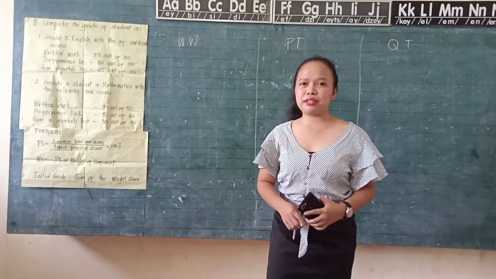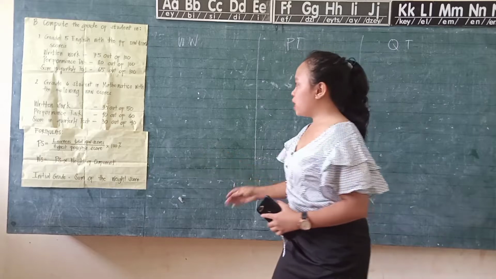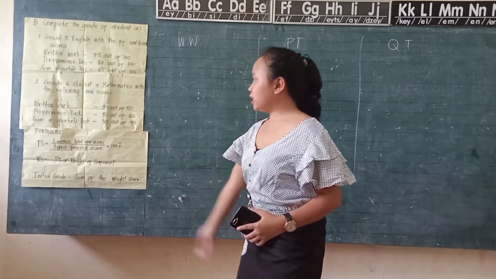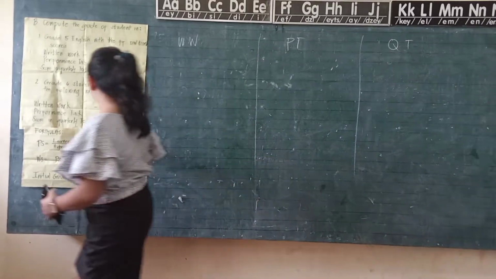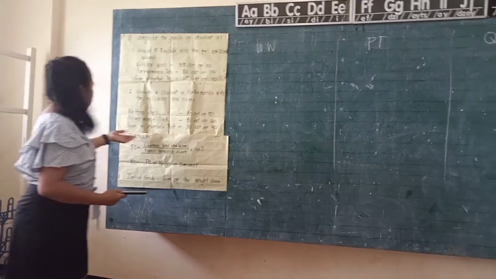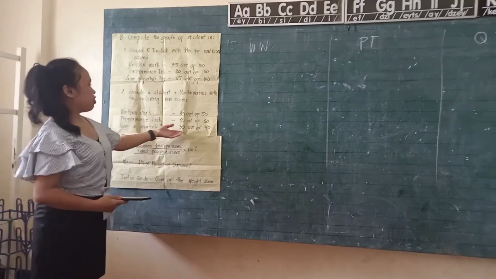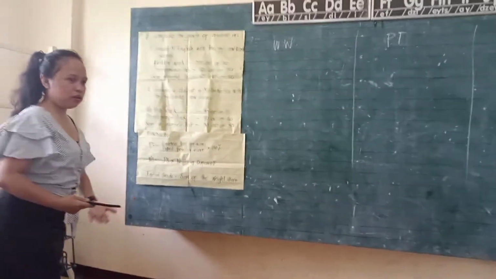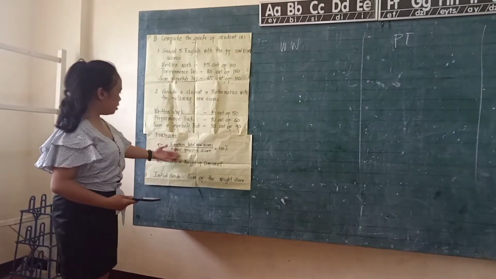So let's proceed to Task 1, letter B, number 2. Grade 6 students in mathematics with the following raw scores. Written work: 33 out of 50. Performance task: 40 out of 60. Score in quarterly task: 30 out of 40. Of course, we still need to use the formula here.